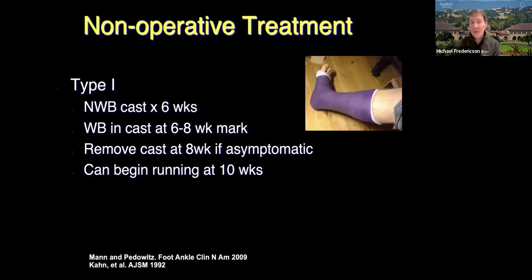So for the type 1s, you can try non-weight bearing. You could do a boot. If they're non-compliant, though, definitely put them in a cast, because if they are not compliant and they try and cheat this, I can tell you they are not going to heal. If they are doing well at 6 weeks, you can take off the cast, have them try some partial weight bearing over the next couple weeks, and if they're doing well, then start to gradually progress them back. I wish it was that smooth.